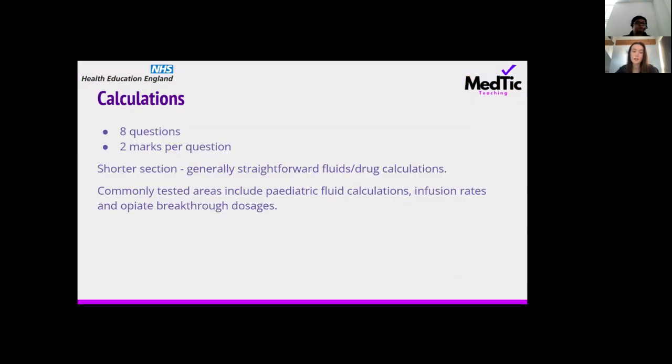The calculation section of the PSA is 8 questions. It's 2 marks per question. So it's one of the shorter sections, but anywhere that you can pick up marks is for the best. It's probably one of the more straightforward sections as well, so making sure that you've got that under your wing would be a good thing. It's usually questions on fluids and drug calculations, but commonly tested things that you need to know are paediatric fluids, infusion rates, and particularly they really like testing opiate breakthrough dosages, so just making sure that you know bits and bobs around that.